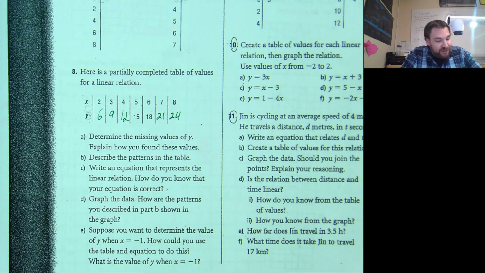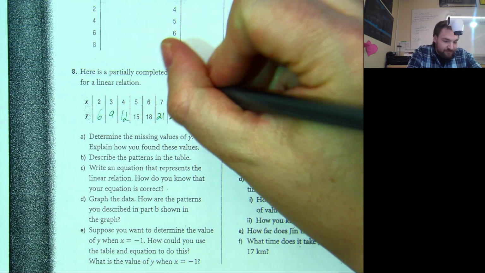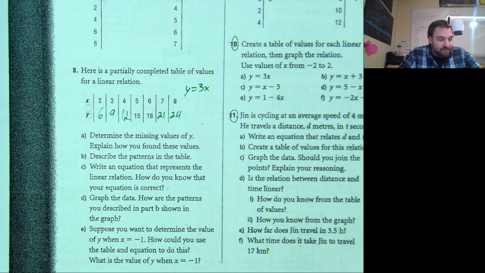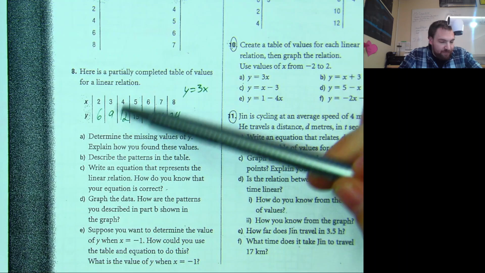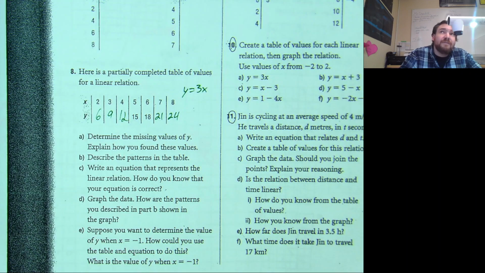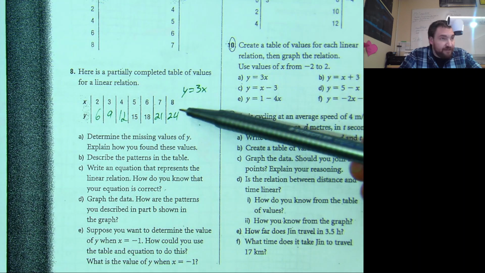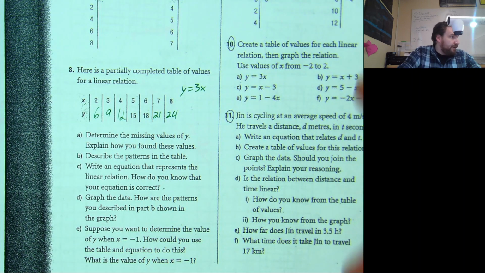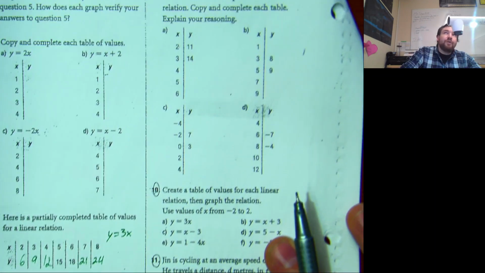What was the equation that you guys came up with for this one? Y equals 3x, because each one of these is just 3 times the x. I like it. That's good. So then C and D, well, D says to graph. We cool with the graph of y equals 3x using the table of values? Okay, hearing no issues. We'll jump to number 9.